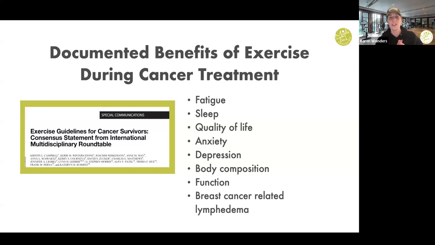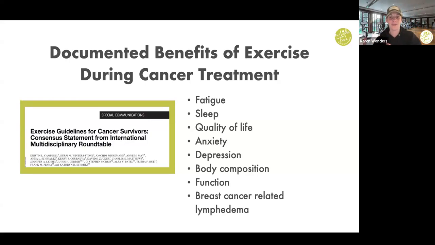But for right now, we know that there is documented strong evidence to show that exercise during cancer treatment can help reduce fatigue. It can improve sleep, quality of life. It can reduce anxiety and depression. It can help with changes in body composition. You see body composition both ways in cancer. Some types of cancer can lead to cachexia, where you see a wasting away of the individual with a lot of weight loss, a lot of muscle mass being lost. And that's, of course, negative.